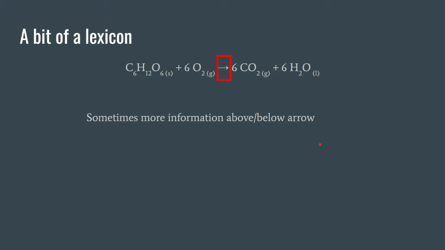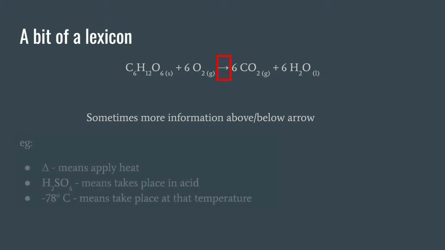Now, sometimes we include more information above and below the arrow. This can be things like the Greek letter delta, which means that we apply heat to the reaction. We could put something like H2SO4. That means it takes place in acid. That usually means that acid catalyzes the reaction. We could put a specific temperature. Rather than just saying apply heat, we could say that it has to take place at a certain temperature. Or we could say it takes place under an argon atmosphere.